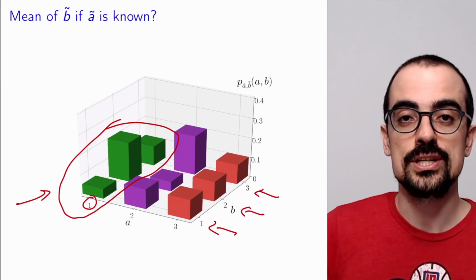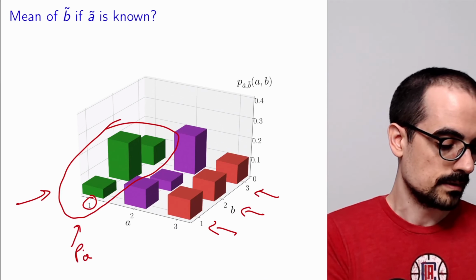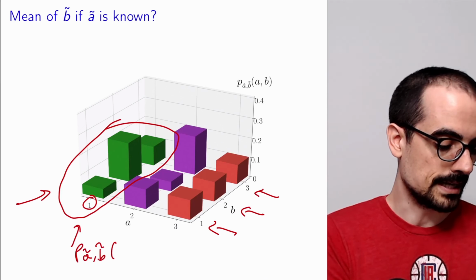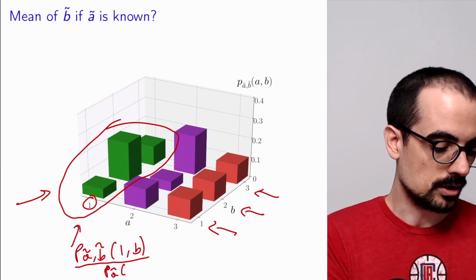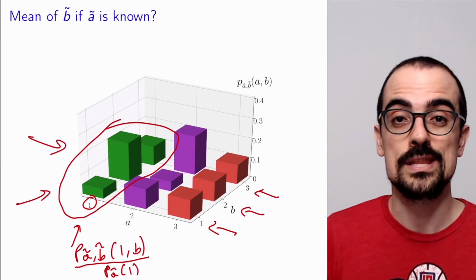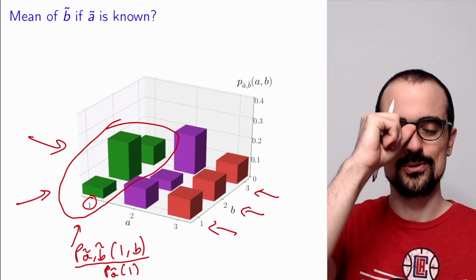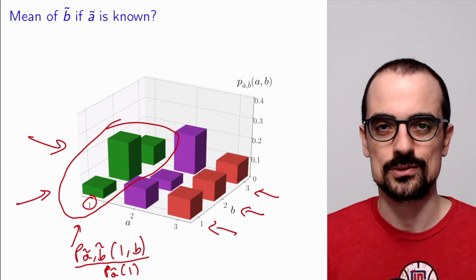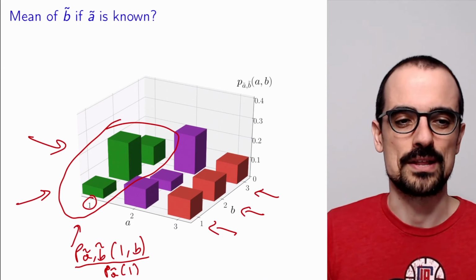And that is achieved by dividing this slice. So this slice is equal to the joint when A is fixed to equal 1. The way we normalize it is by dividing by the marginal probability of A being equal to 1. Why? Because it's the sum of those values. So when we divide it, we ensure that things add up to 1. This is just like a crash review on conditional PMFs of discrete random variables. If you don't remember this, go to the video on conditional distributions of discrete random variables.